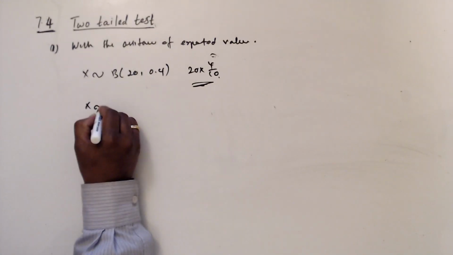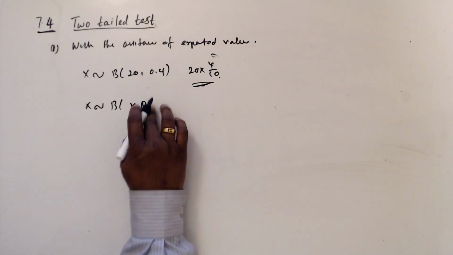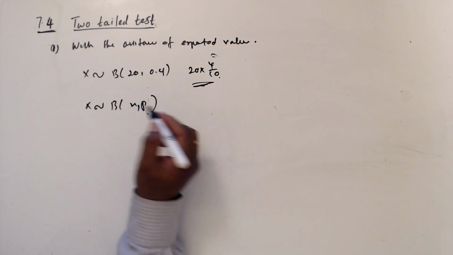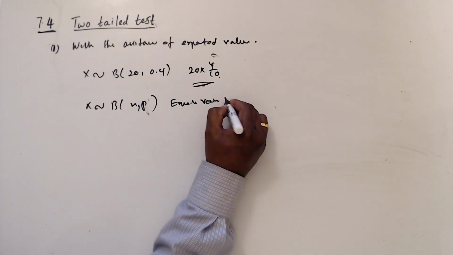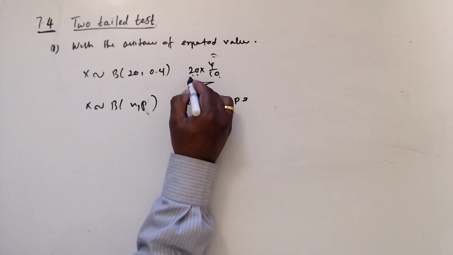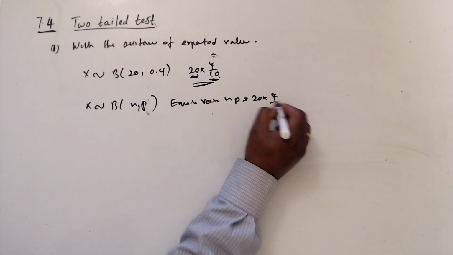So likewise, X follows binomial(n, p). p is the probability. So expected value is np. That's what we did. We multiply n by the probability: 20 times 4 over 10.